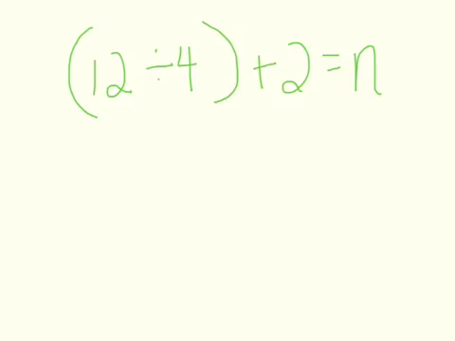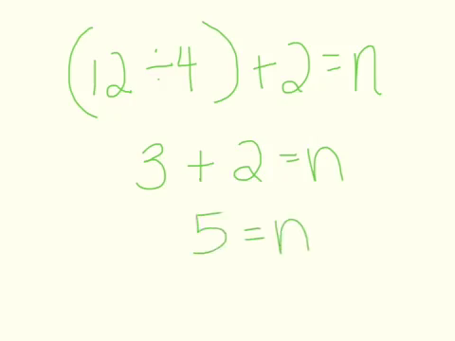So in this equation, watch how I use my math talk to talk my way through solving it. To begin with, I will divide 12 by 4, that's in the grouping symbols. 12 divided by 4 is 3. Now I will take that 3 and add the 2 to it. 3 plus 2 is 5, which means n is equal to 5.